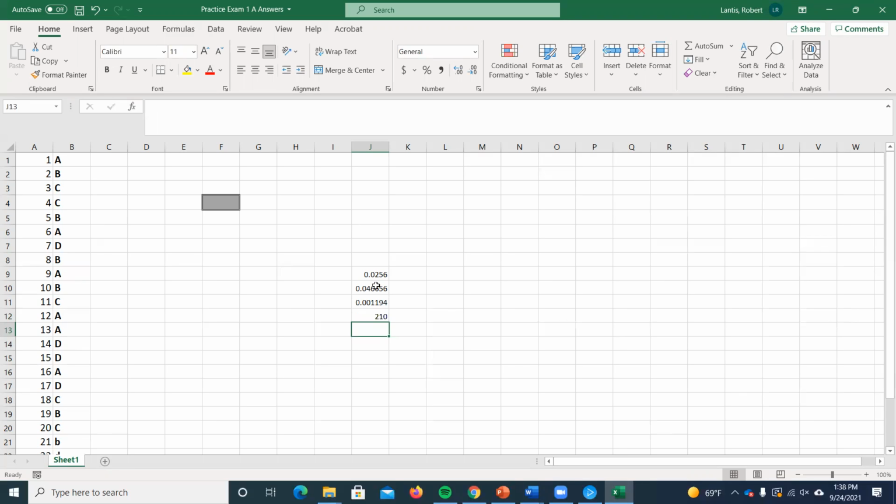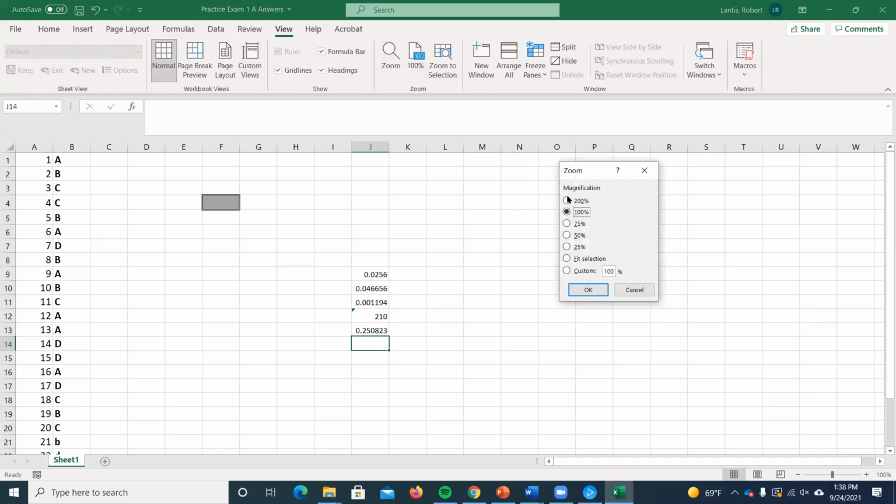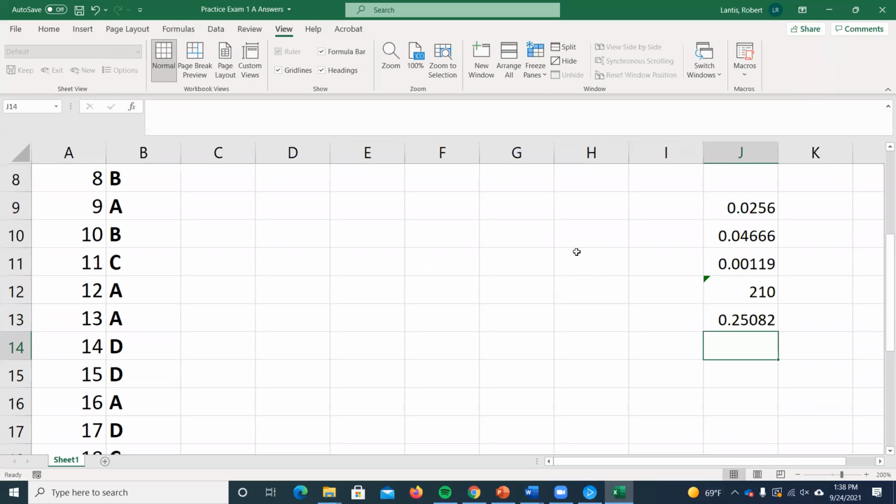Okay, so we'll do that, and we get approximately 0.25, right? If I'm rounding to the second decimal, this is going to be 0.25. I'm just using Excel as my calculator. I wasn't trying to use any built-in functions or anything. So all I did was break things down by parts there.